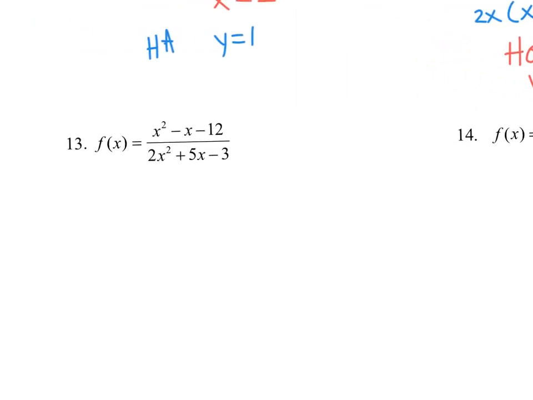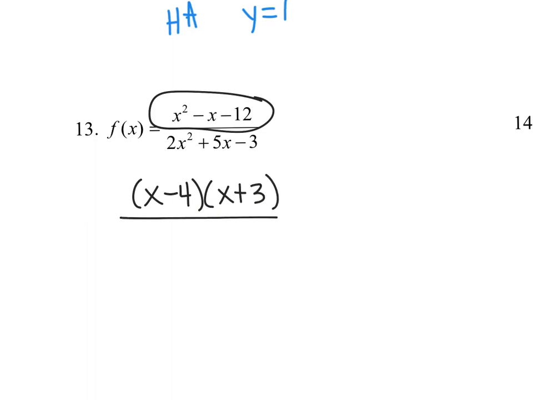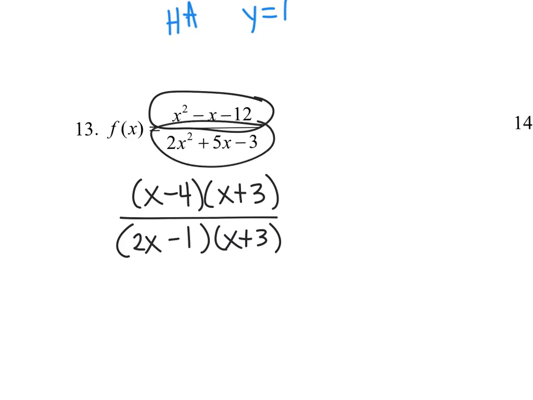Okay, let's look at number 13. I'll do one more. For 13, you're going to want to factor out the top. It's going to be (x - 4)(x + 3). And then I factored the denominator. Actually, I just did guess and check because I thought it would be faster, since these two are both prime. But anyway, now you have a hole right here. So your hole is going to be at negative 3.